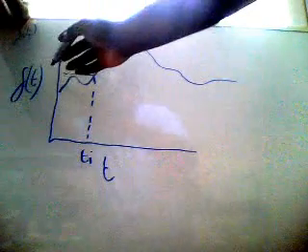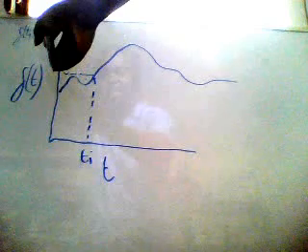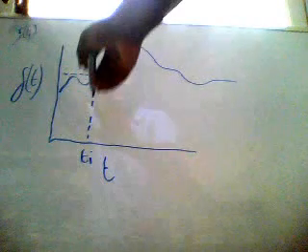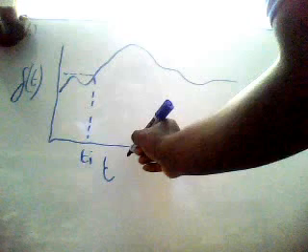Well, here we have a value of f(t_i), which is the value of the function at a particular time t_i.